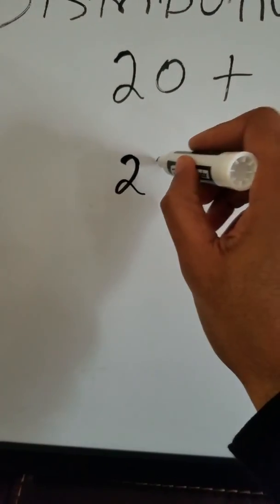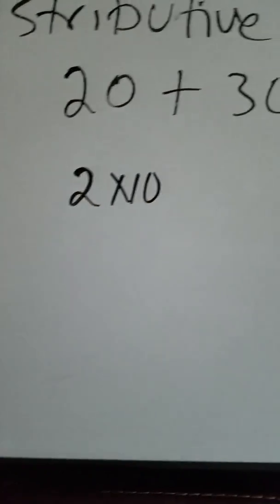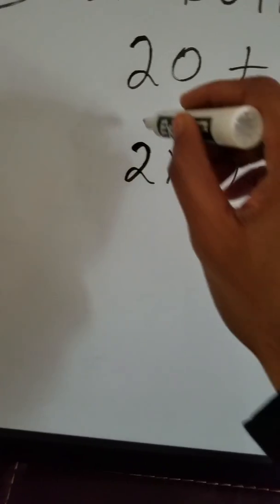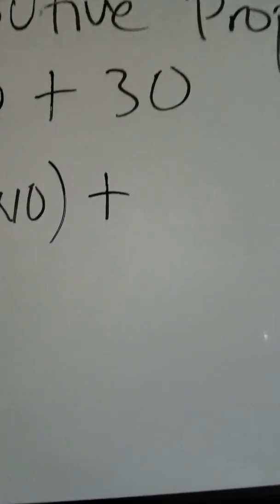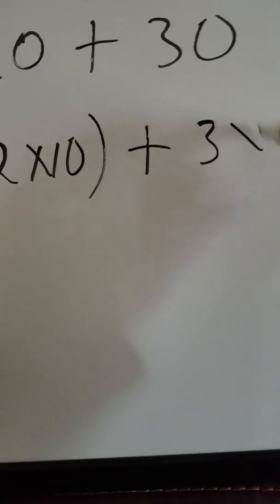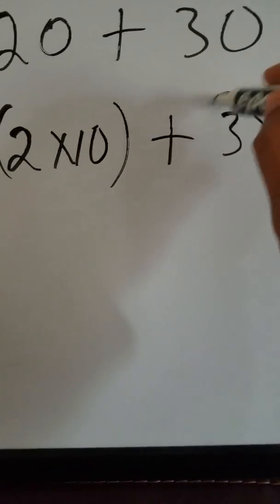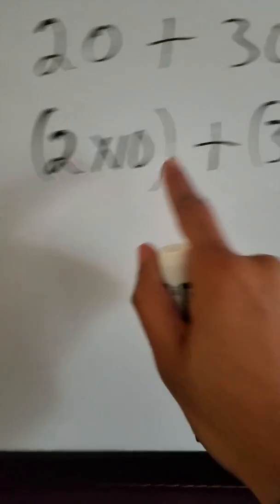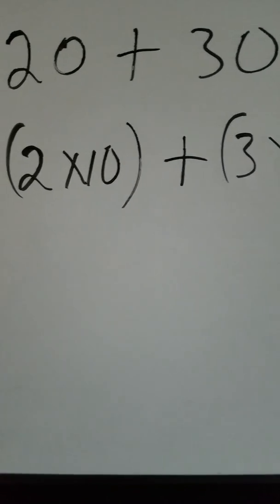We know that 20 could also be written as 2 times 10. And then we can put our plus sign back. And we know that 30, I'll just put parentheses around these two for now, and we know that 30 can also be written as 3 times 10. And I put parentheses around them. Here we have a 10 in both of our numbers.